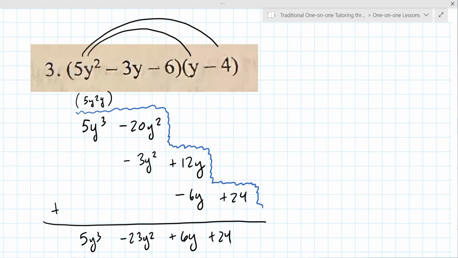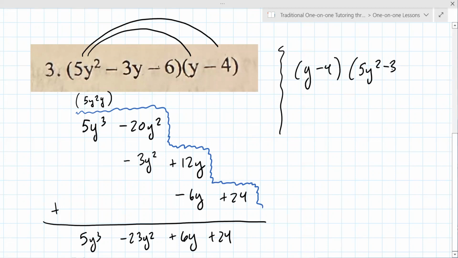Question for you. Is it okay? Let's just say I was a student and I switched it up. I said, I'm going to do y minus 4 times 5y squared minus 3y minus 6. Will this give me the same result? It should, right? You seem uncertain.